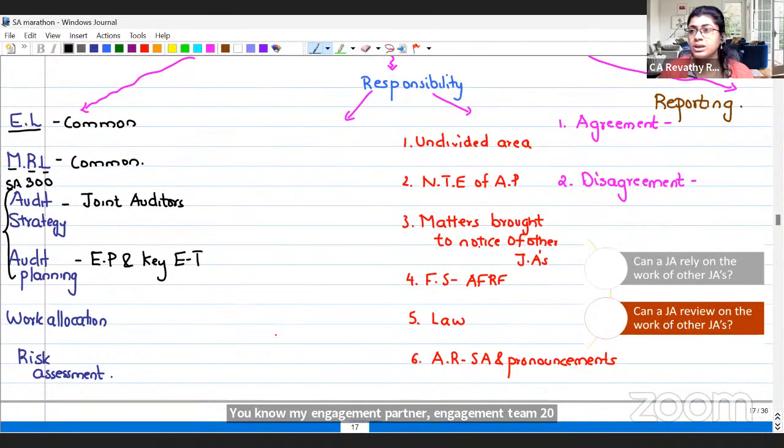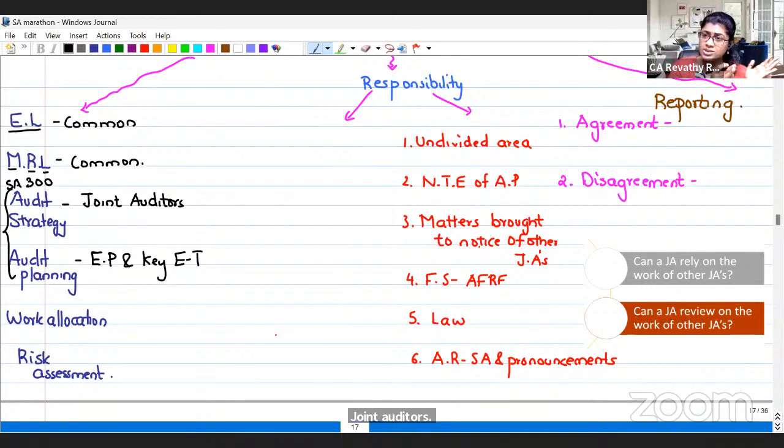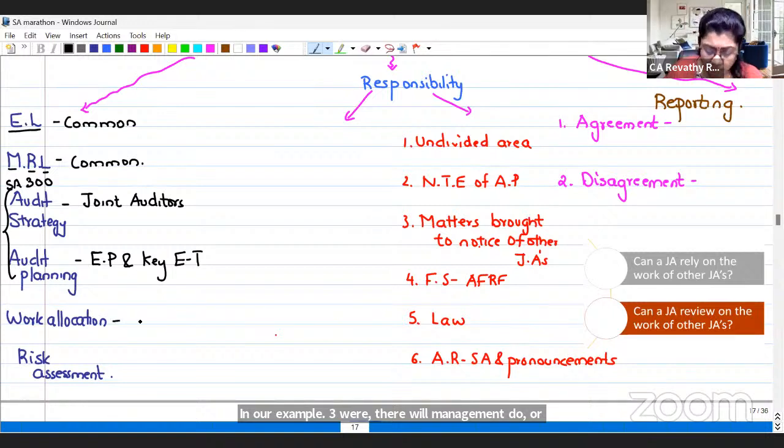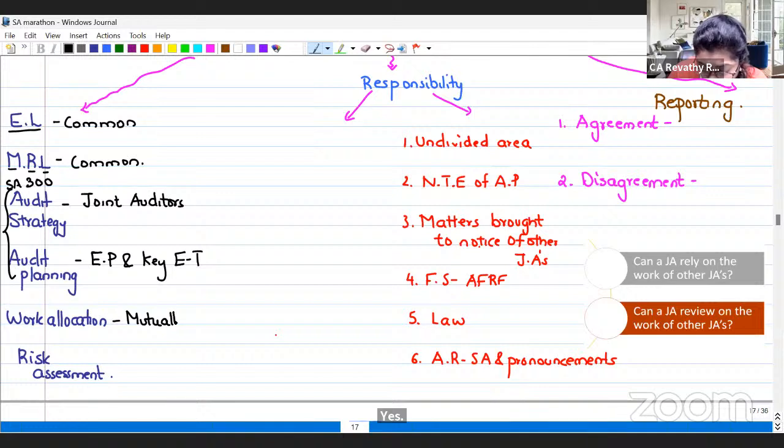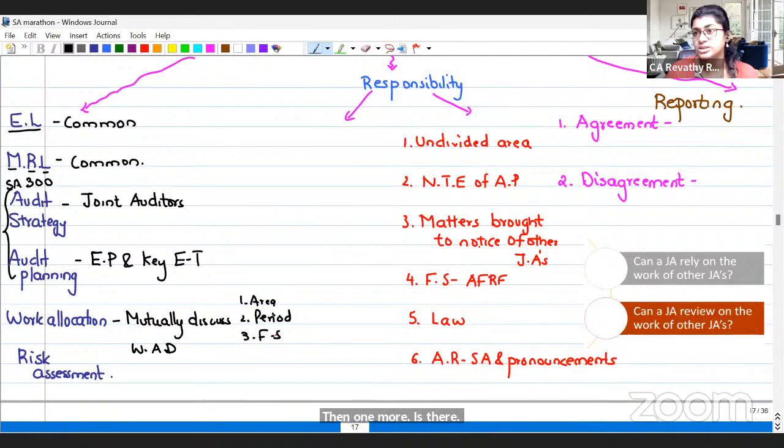How will work be allocated among the joint auditors? In our example, 3 were there. Will management do it or will joint auditors mutually discuss? Yes, mutually discuss. It can be based on area, or based on period. One thing I left off, FS. Then one more is there. They will also prepare a work allocation document to avoid confusion and misunderstanding.